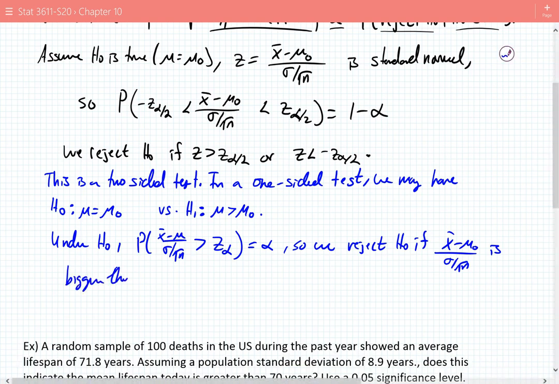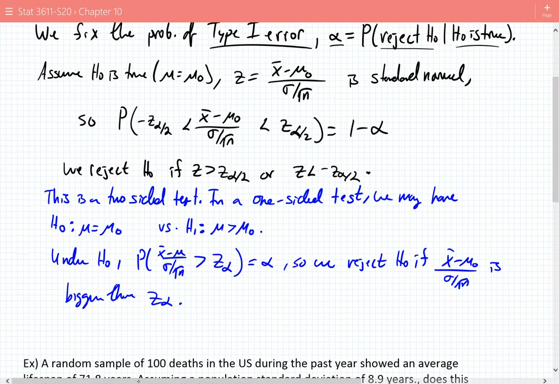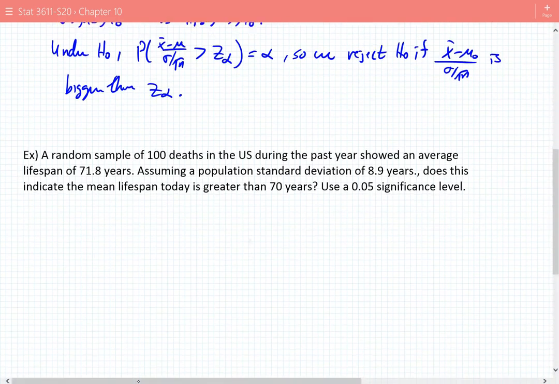bigger than z of alpha in a one-sided test. All right. Similar in terms of mechanics and computation, this hypothesis testing stuff is similar to doing some confidence intervals. There's a lot of similarities here, but we're not actually calculating a confidence interval. We are just running a test, and we will either give a conclusion that is reject the null hypothesis or not to reject the null hypothesis.